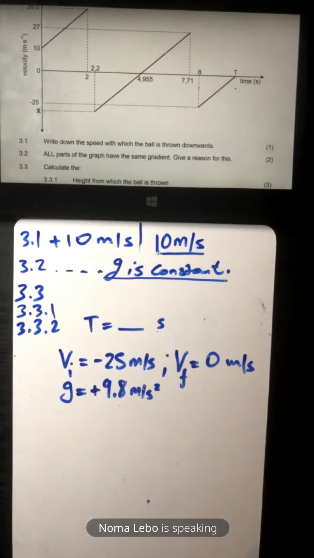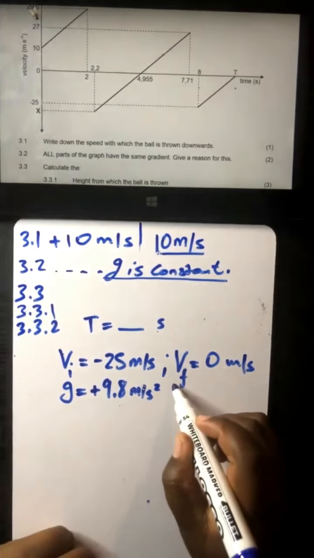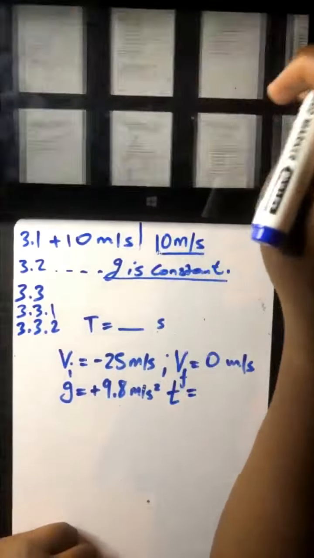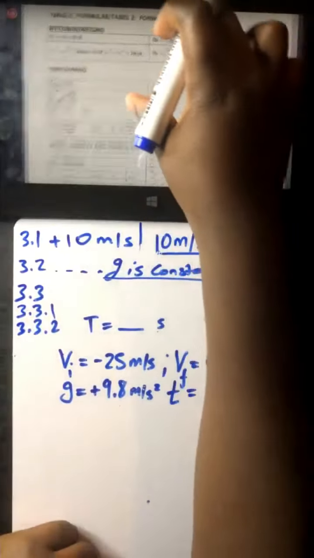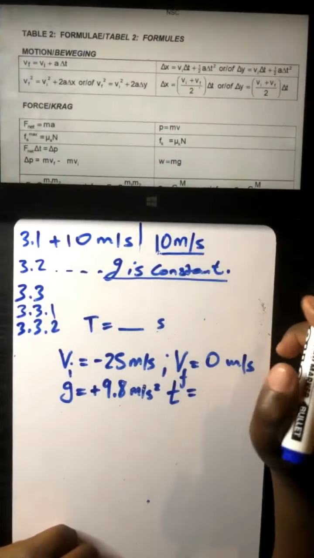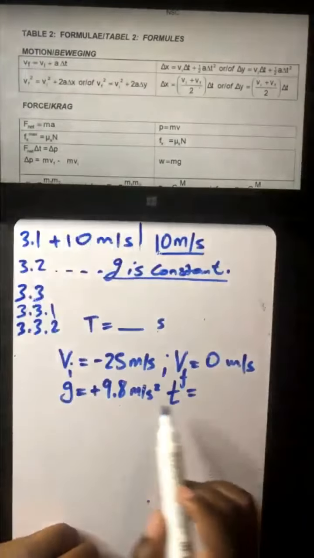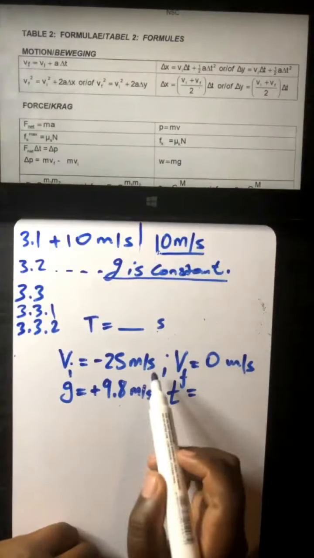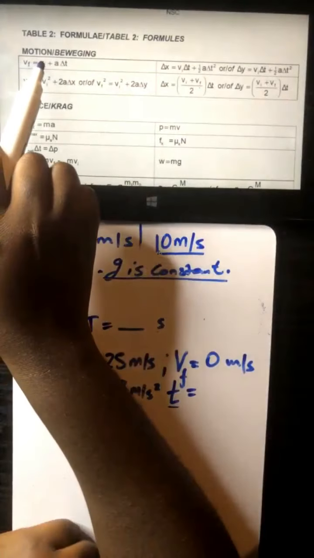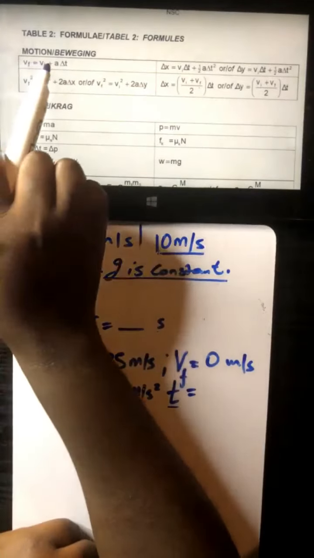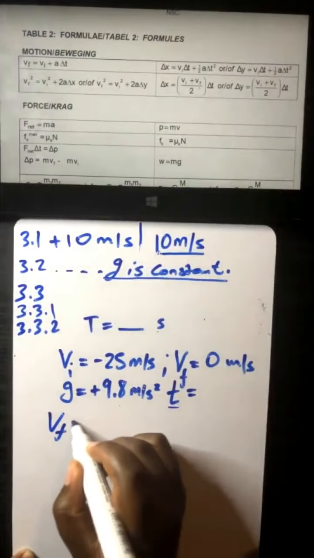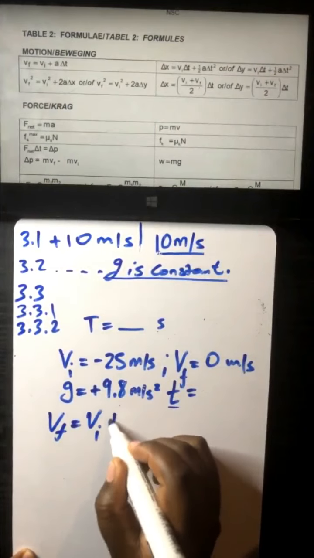Yes, sir, it's fine. Okay, so now let's try to calculate time. Let's go back to the formula sheet and check for a suitable formula that you can use. We need a formula that has V final, V initial, and g, where we can calculate time. So can you see? It seems like that first formula can be used.